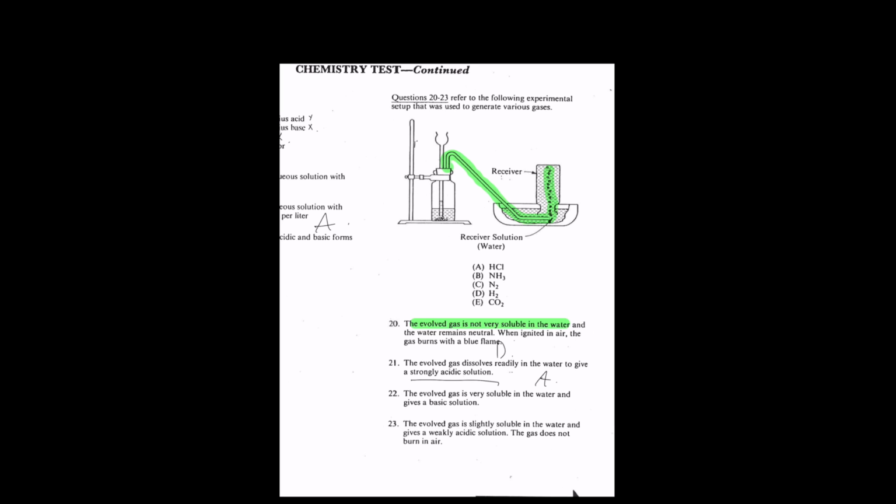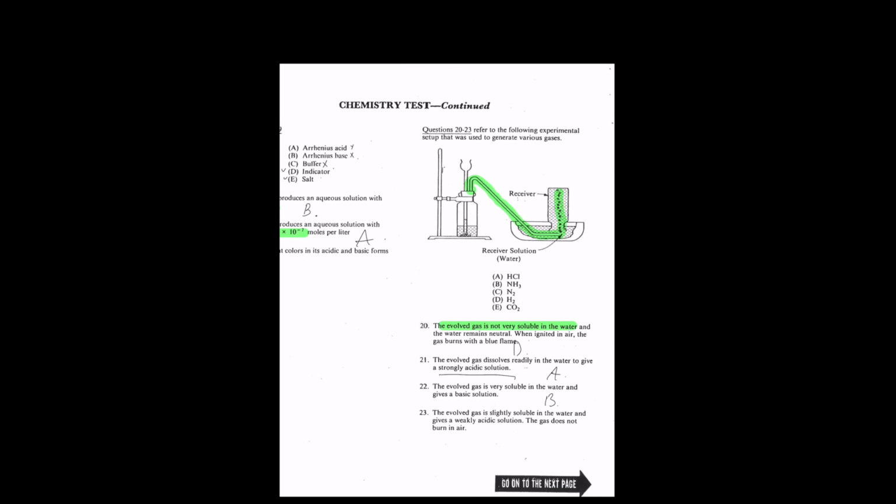And number 22. The evolved gas is very soluble in water. Okay, so we know that it's either A or B, and gives a basic solution. Now, because HCl is soluble, but it gives an acidic solution, the answer should be B. Because an aqueous solution of ammonia or NH3 is weakly basic. And the question does not say strongly basic or weakly basic, so it just has to be basic.